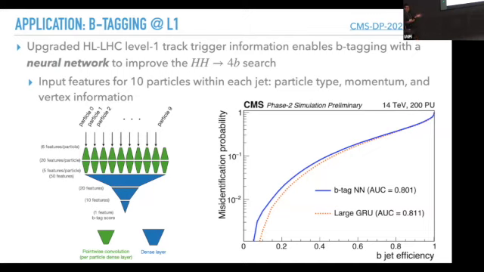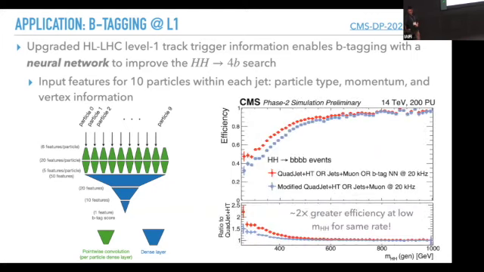This is an upgraded B tagger in the level 1 trigger that can be used specifically to help enhance this HH to 4B search. The upgraded level 1 trigger will include track information that we could use to build a neural network. The input features of this neural network are 10 particles within each jet, which include the particle type, momentum, and vertex information. And you can see it can do a pretty good job of discriminating B jets from non-B jets.